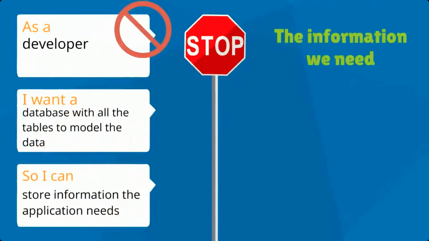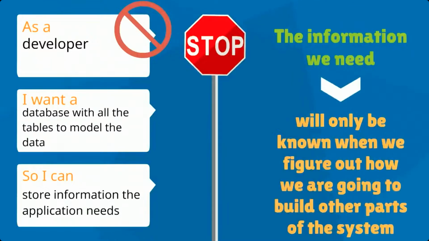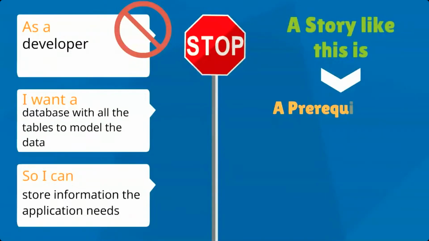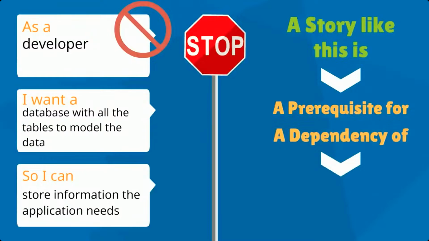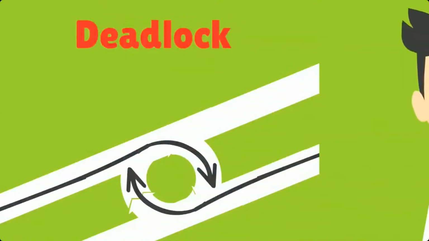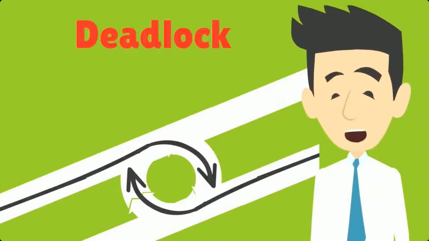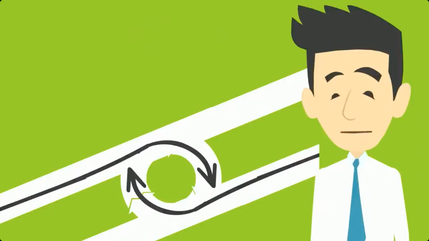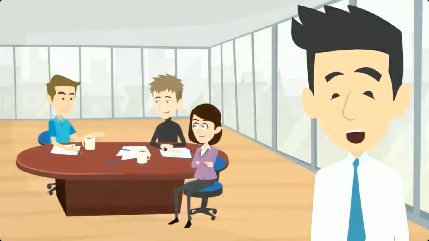Further, the information we need to acquire to complete this story will only be known when we've figured out how we are going to build the other parts of the system. So in effect, a story like this is both a prerequisite for and a dependency of every other story. When you have two things that both depend on the other being done first, you have a recipe for deadlock. If you've ever worked on a story like this, you may have experienced a long period of time where the user is asking how things are going, and the development team is saying, well, we have a bunch of setup work to do first before we can start working on the actual application.